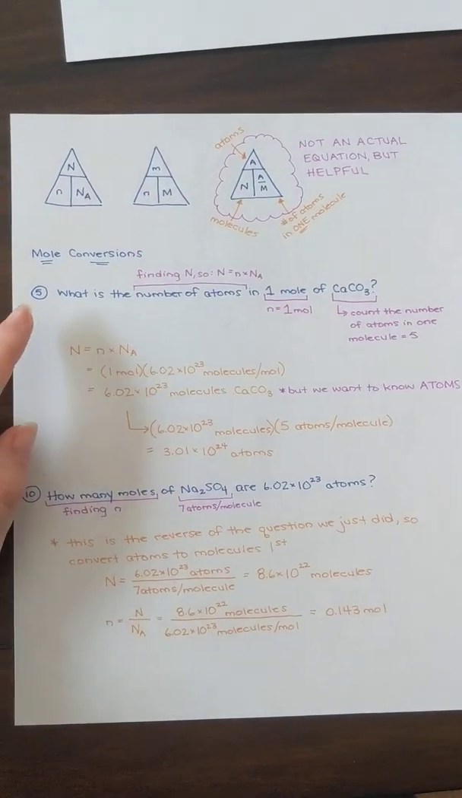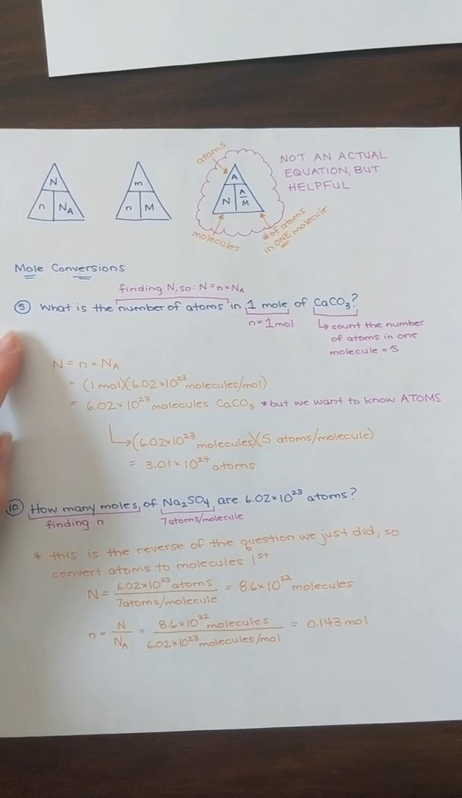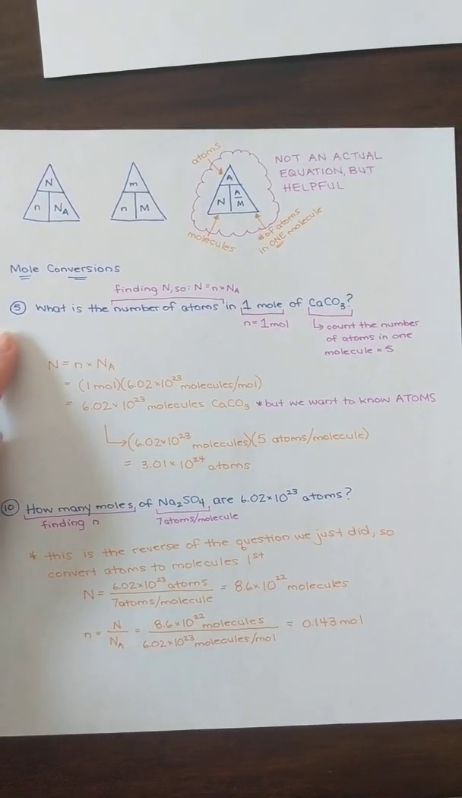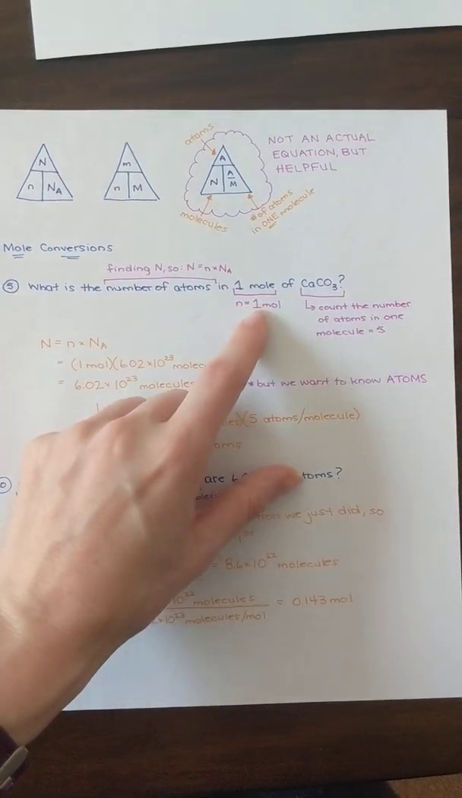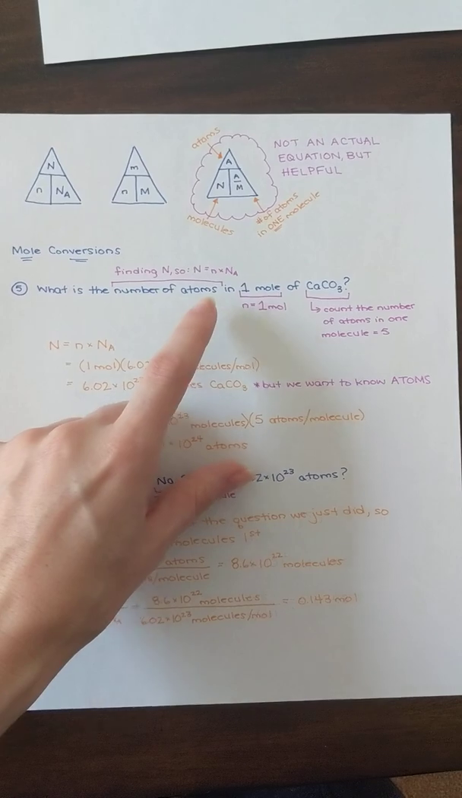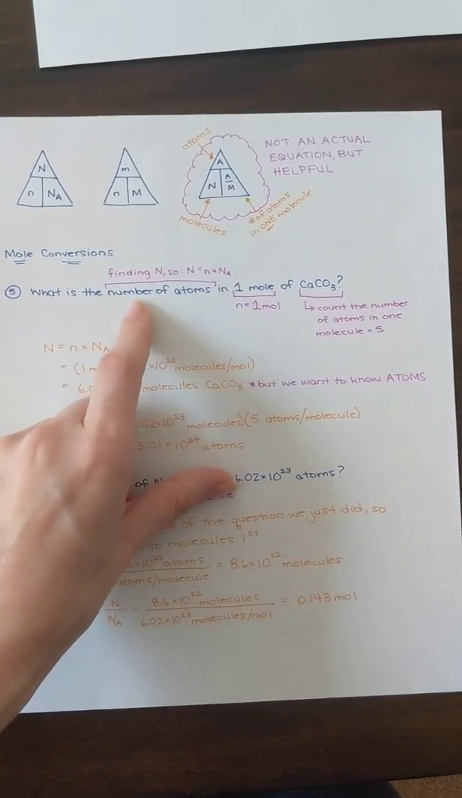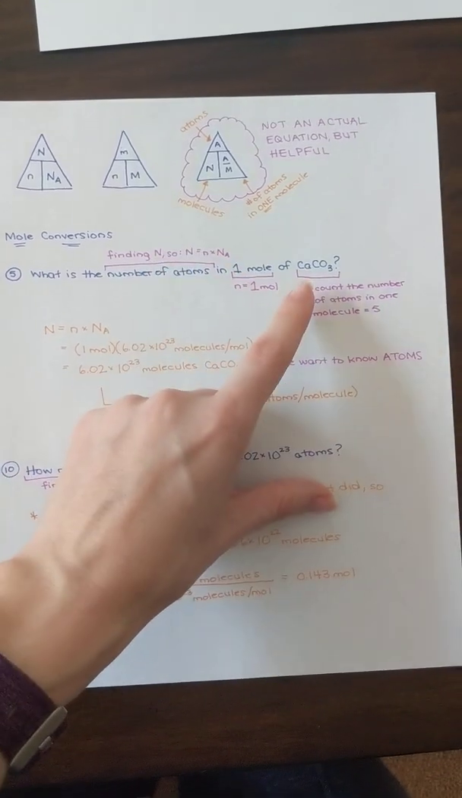So the first question I decided to take from the mole conversions worksheet is number 5. What is the number of atoms in 1 mole of calcium carbonate? So the easiest one to find first is that we know how many moles we have. n is going to be 1 mole. We're trying to find the number of something within that mole, so we're finding big N. And we also know what we're working with.